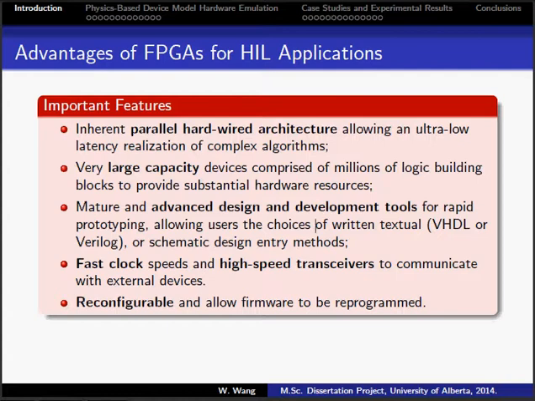FPGAs have mature and advanced design and development tools for rapid prototyping, allowing users the choice of architecture, VHDL or Verilog, or schematic design entry methods. FPGAs have fast clock speeds and high-speed transceivers to communicate with external devices. FPGAs are reconfigurable and allow firmware to be reprogrammed.